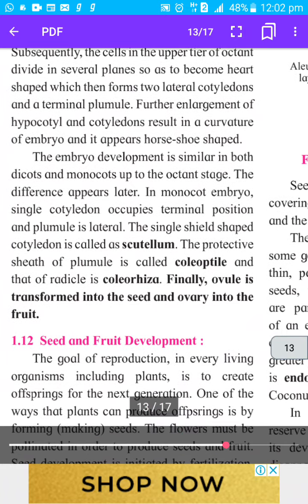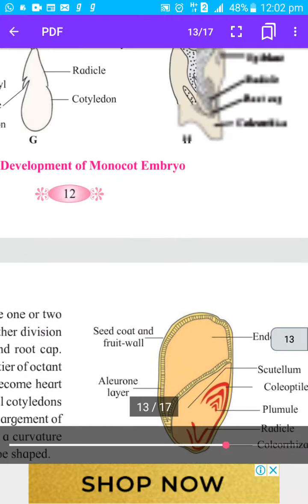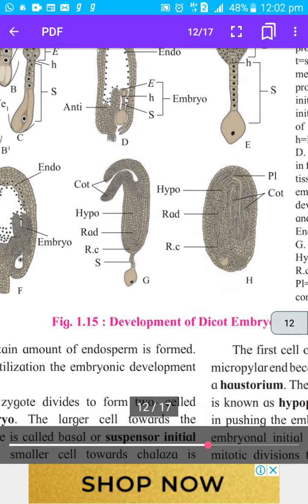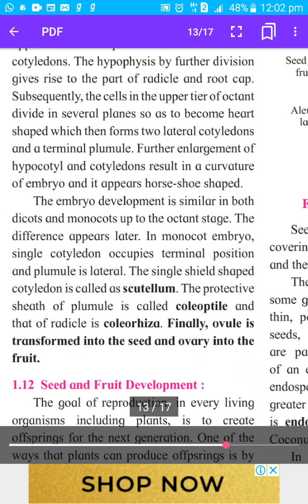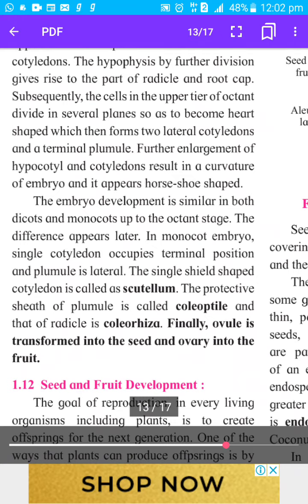Further enlargement of hypocotyl and cotyledons results in curvature of the embryo, which appears horseshoe shaped. So the developed embryo will look like a horseshoe shape. The embryo development is similar in both dicot and monocot. Dicot means having two cotyledons. Di means always two, and monocot means having a single cotyledon. For example, wheat and jowar are monocots, while groundnut and red gram are dicots. The difference appears later.